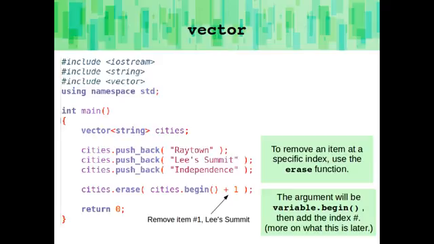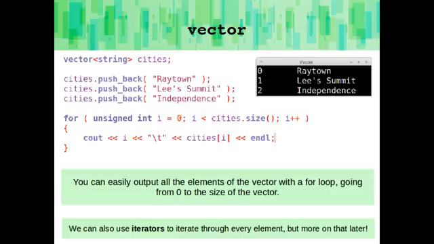To remove an item at a specific index, use the erase function. The argument will be variable.begin, and then add the index number. More on what this is later on. You can easily output all the elements of the vector with a for loop, going from 0 to the size of the vector. We can also use iterators to iterate through every element, but more on that later.